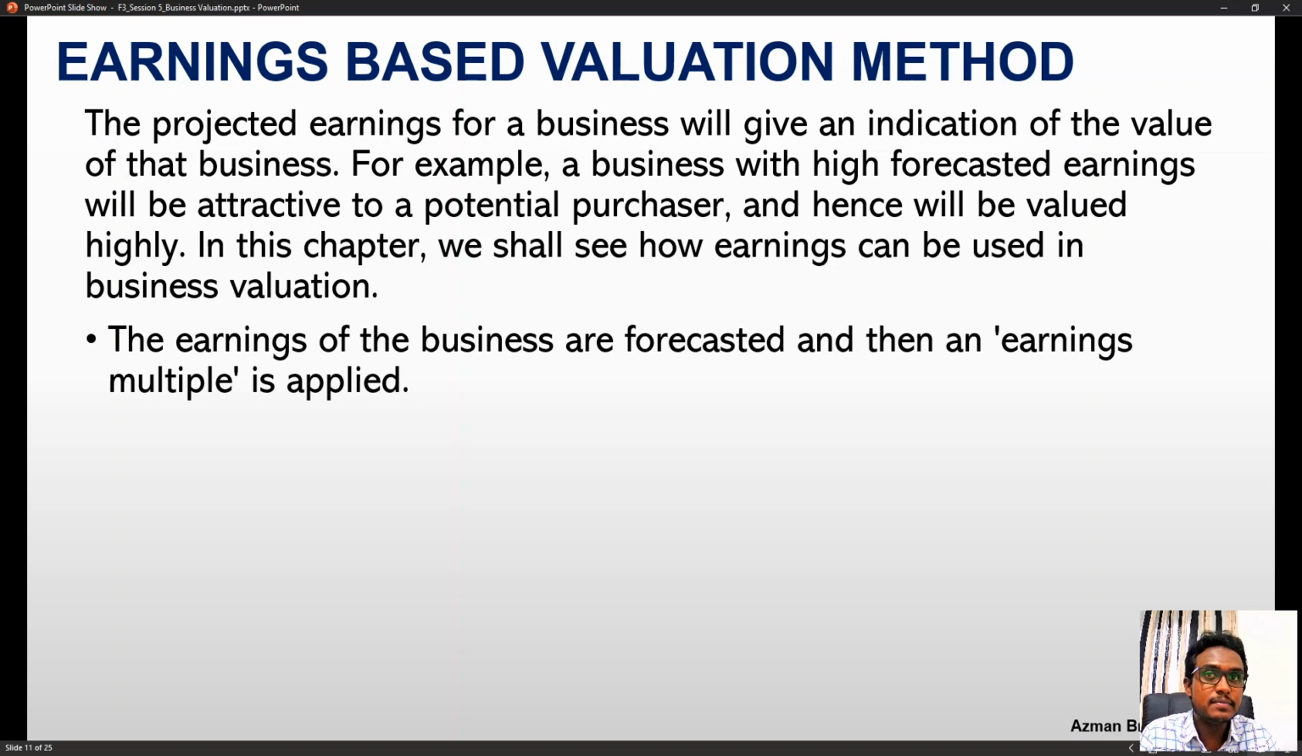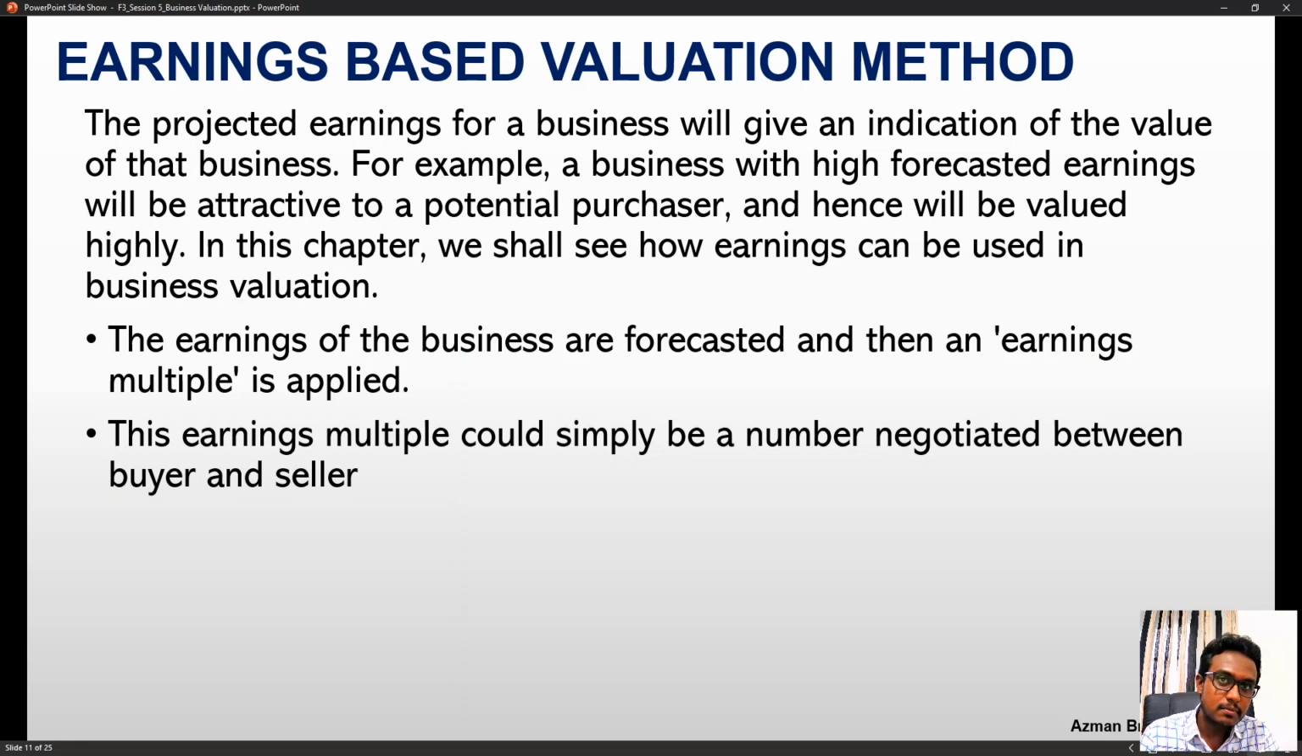The earnings of the business are forecasted and then an earnings multiple is applied. Right? So you forecast the earnings and you apply an earnings multiple that is historically derived. This earnings multiple could simply be a number negotiated between the buyer and seller. So if you determine that your earnings are 1 million per annum, and then you say, okay, fine, I need 15 times of this, I need 20 times of this, right? It's something based on discussion between the buyer and the seller.